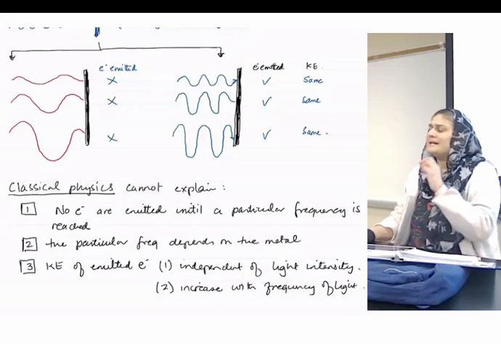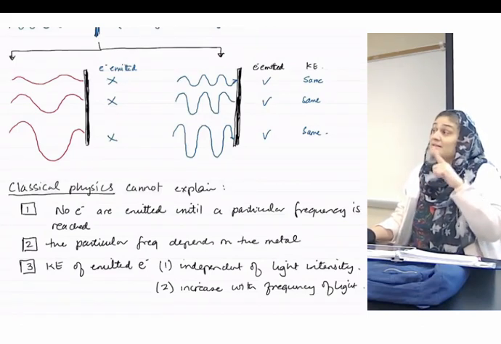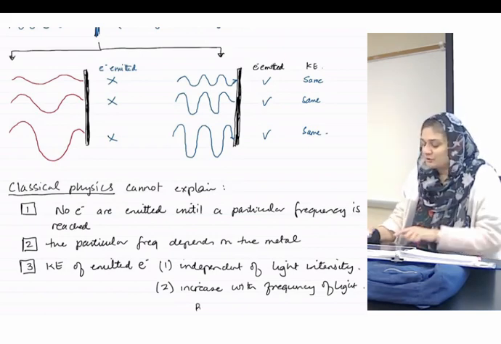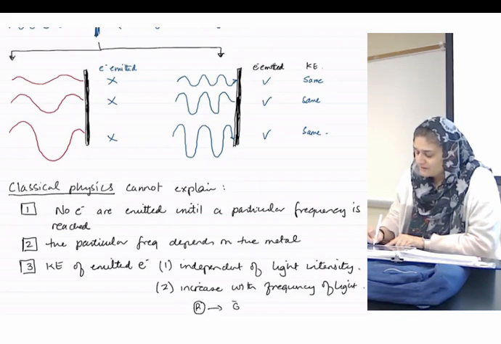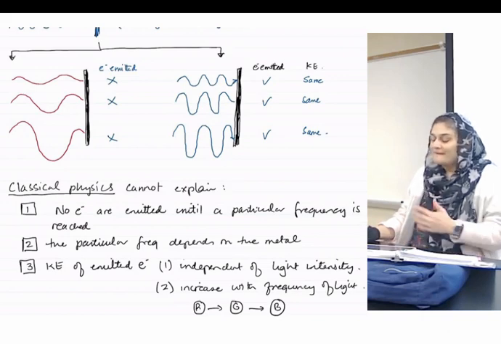So as I increase the frequency of light, the ejected electrons are coming out faster and faster. So the red will be the lowest, then green, then blue, right? These are the ones we were using. That's what they saw.